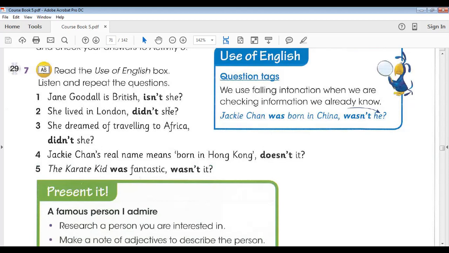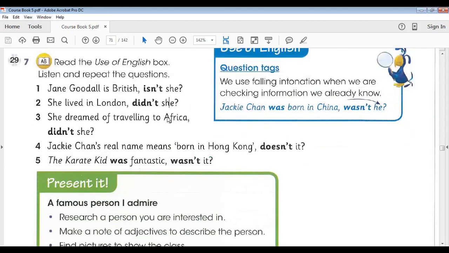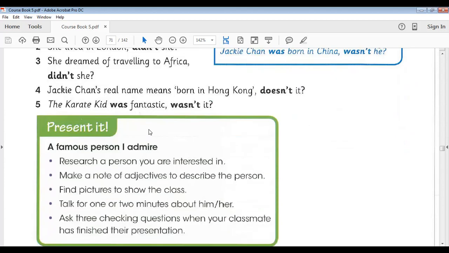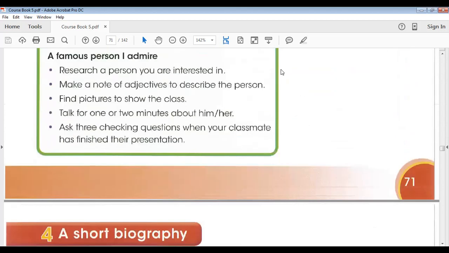So I asked them to also read these statements with question tags, the same as the track. So that was our today's lesson.